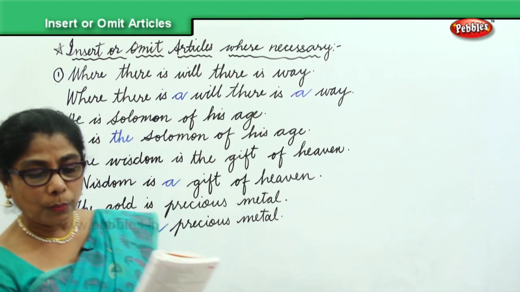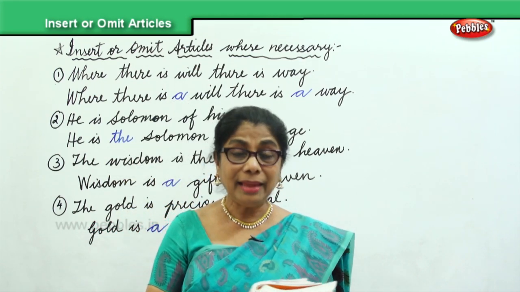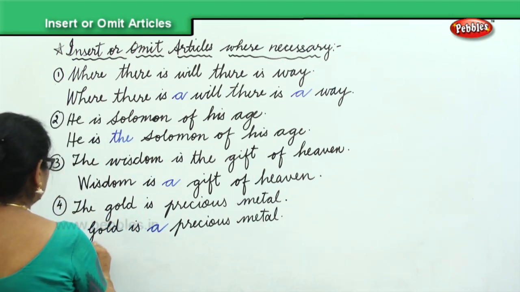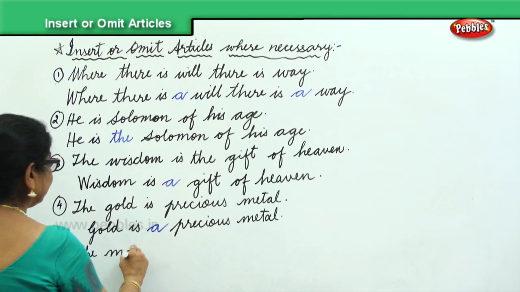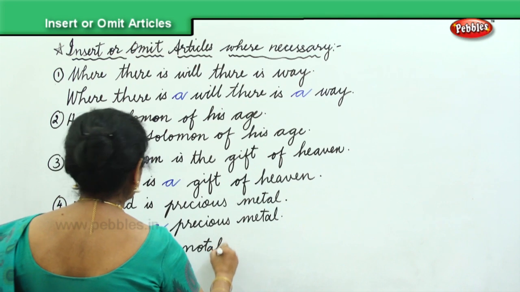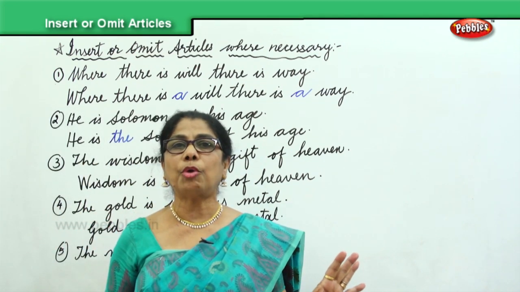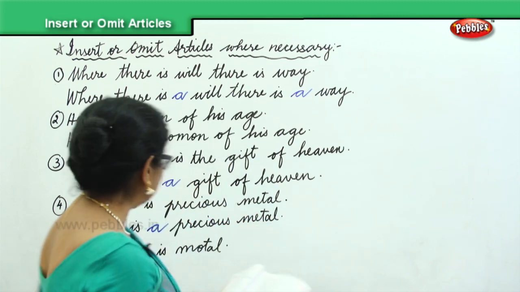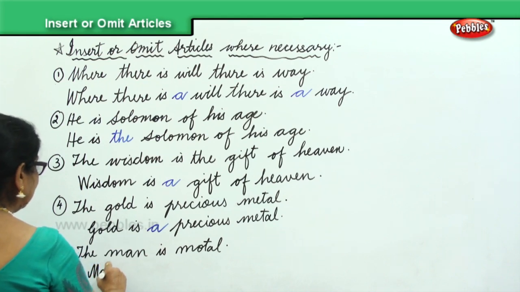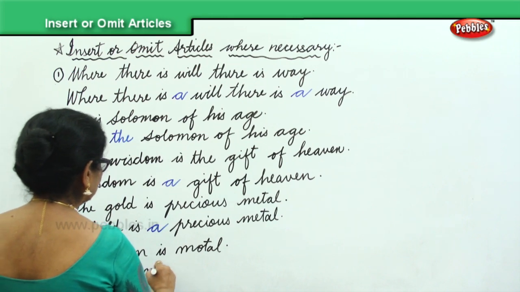So we have done 4. One more we'll do. Okay. Now, the man is mortal. The man is mortal. So the answer is simply man is mortal. That's all. You do not write the man, man is mortal.